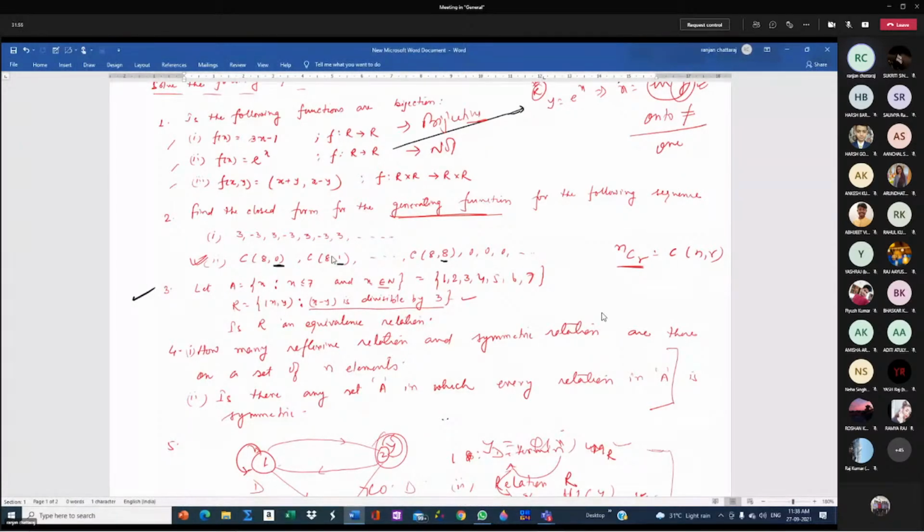Is it an equivalence relation? No, Sir. First of all, check it. 1 to 7 and then divisible by 3. Is it reflexive?